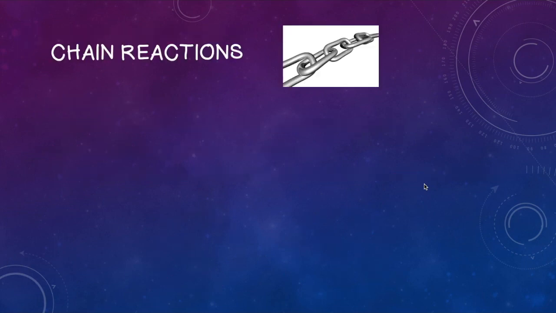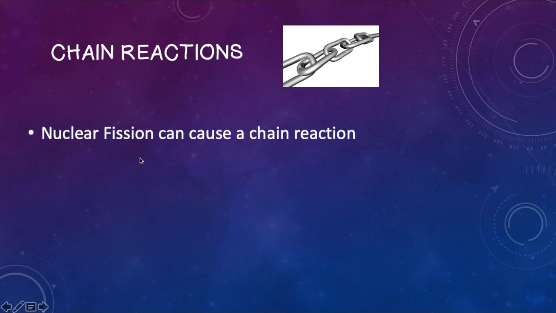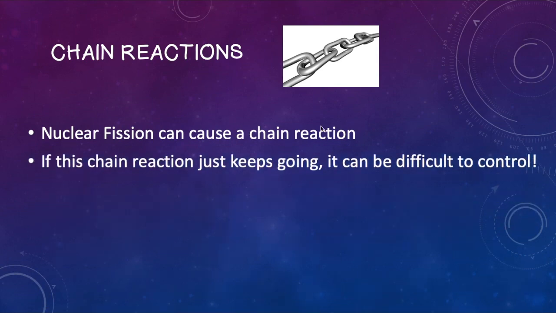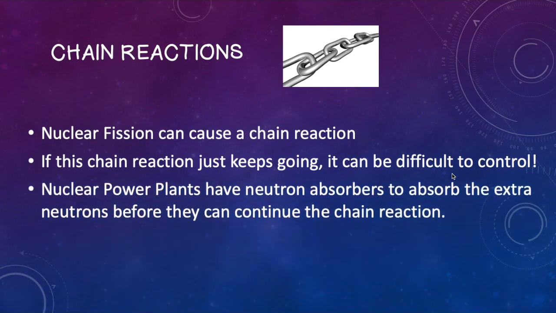All right. Now, the side note about why people get nervous about nuclear power plants is that nuclear fission can cause a chain reaction. So the idea is that when you blast those particles of uranium with something, those particles start breaking apart, and then those particles break apart, and then those particles break apart, and that could keep happening over and over again, a chain reaction. And if it just keeps going, it can be difficult to control. And the whole time it keeps going, it's producing more and more and more energy.